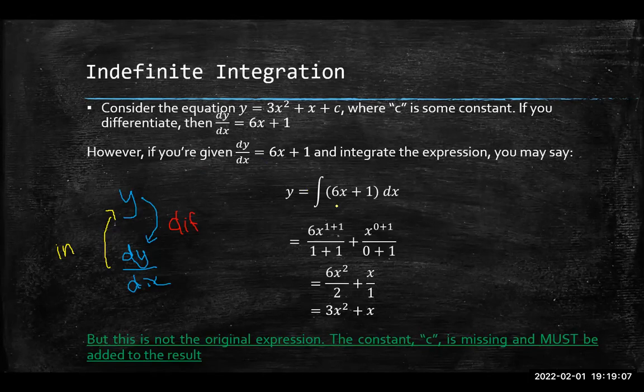So you follow the rules that I showed you just now. Integral of 6x plus 1. Okay, I add 1 to the power and then I divide by that new power. So it's 6x to the power of 1 plus 1 divided by 1 plus 1, plus x to the power of 0 plus 1 divided by 0 plus 1. All right, you simplify to get 6x squared on 2 plus x on 1 to get 3x squared plus x.